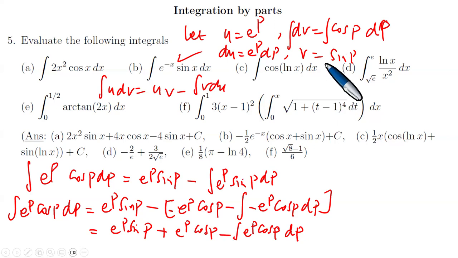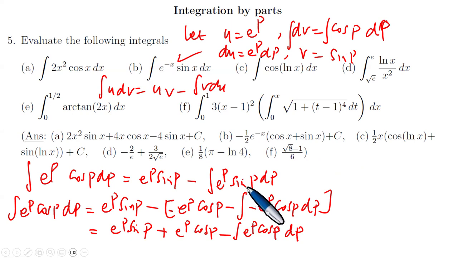What is our v? Our v is the sine p, and the du is e to the p. So we have e to the p sine p dp. Now, you bring down e to the p sine p minus the integral. So for the e to the p sine p, you still need to use integration by parts again. So we use it twice in problems like e to the something times the sine or the cosine of that. So in this case, you let u be e to the p.